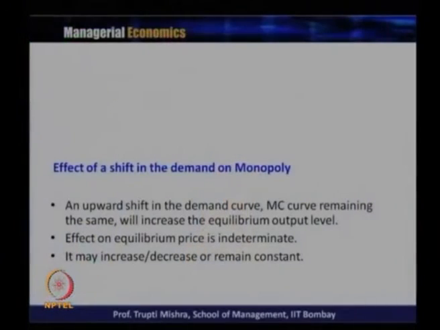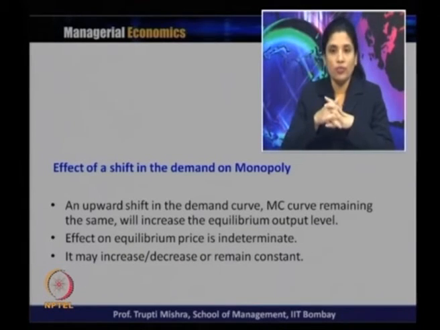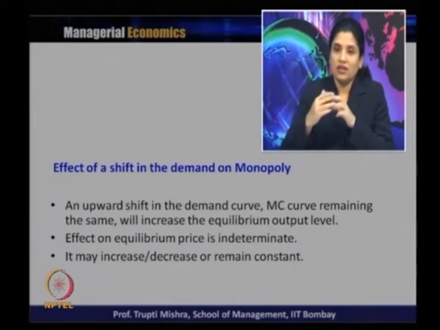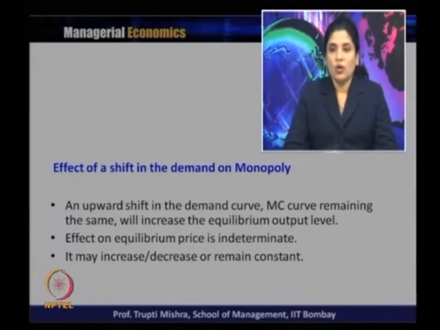Next, we will see what is the effect of a shift in the demand on monopoly. Whenever there is a change in the demand, how does it generally affect the monopoly equilibrium, the monopoly profit, the equilibrium price and the equilibrium quantity of the monopolist firm? So, an upward shift in the demand curve, that is an increase in demand, with the marginal cost curve remaining the same, will increase the equilibrium output level.